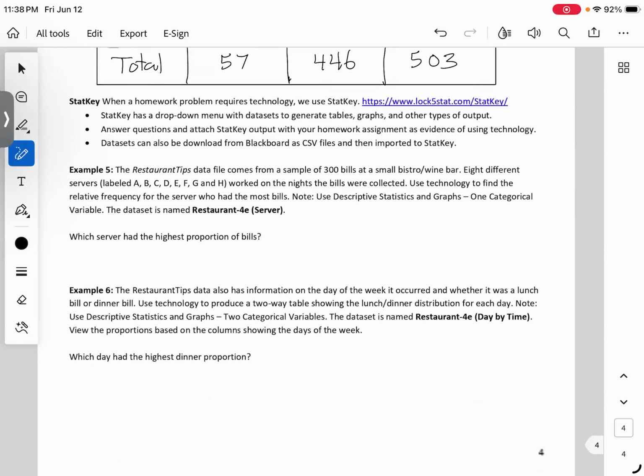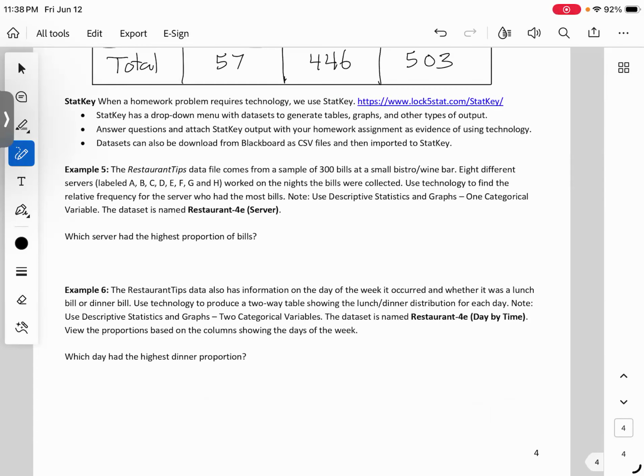And before we even do it, just want to let you know that when you get to the homework and you see a StatKey example, you must go to StatKey, do whatever it is that you need to do, create the graph, the table, the picture, and then make sure you upload that with your homework so that you don't lose points for not showing evidence that you used StatKey to do the homework. So this next one here, actually two more.